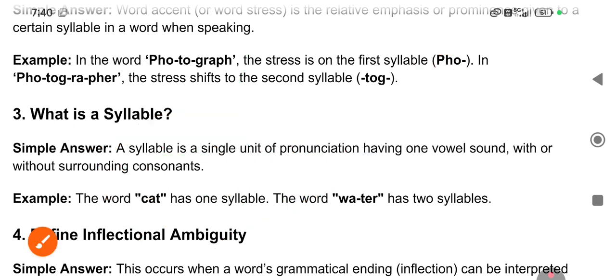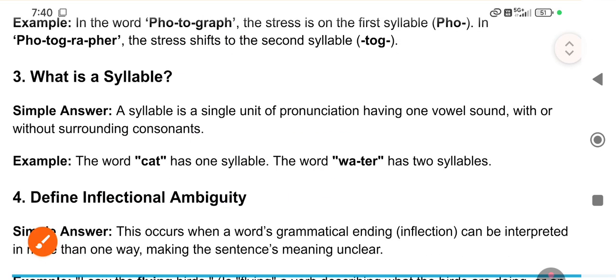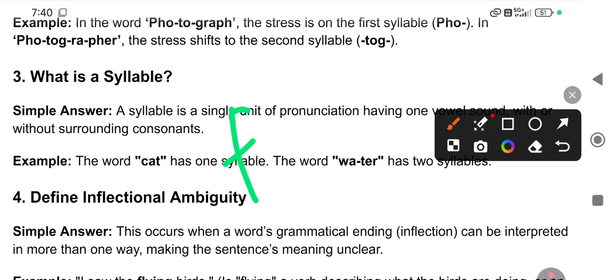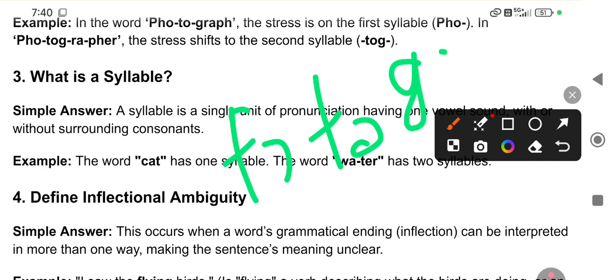But in another example we can say photographer. The stress shifts to the second syllable. Photographer, right?